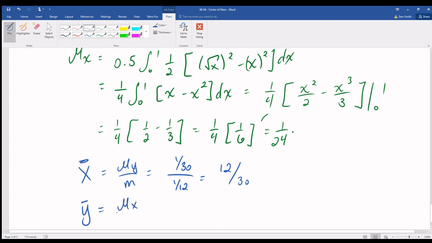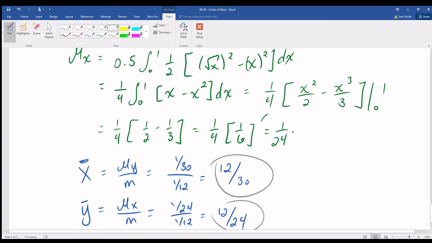Y bar is equal to m x over m. So 1 over 24 divided by 1 over 12, or 12 over 24. Now you can reduce these if you are so inclined. You can convert them to decimals. But with this number, we have obtained the final answer.